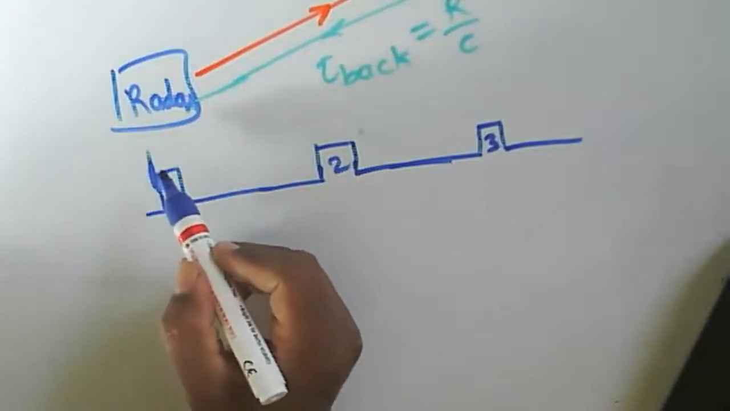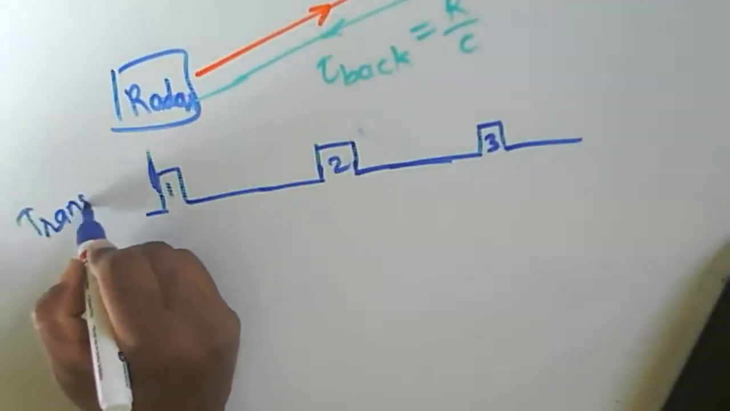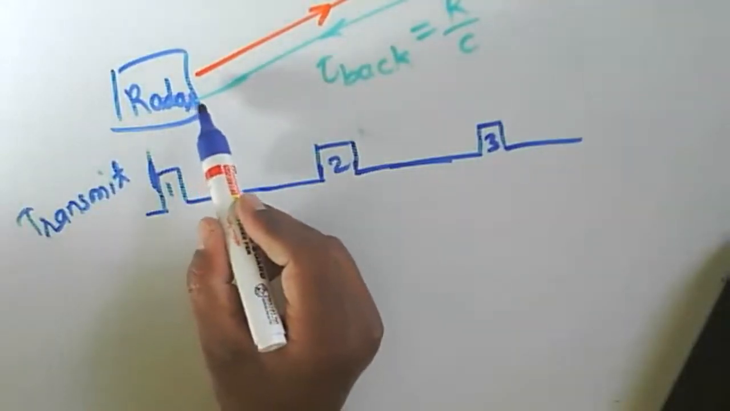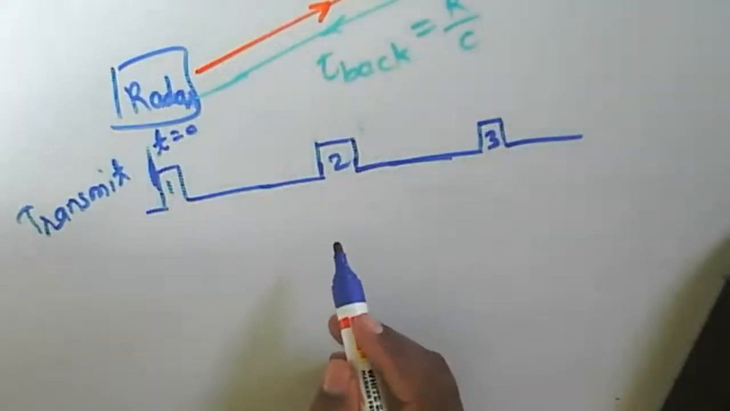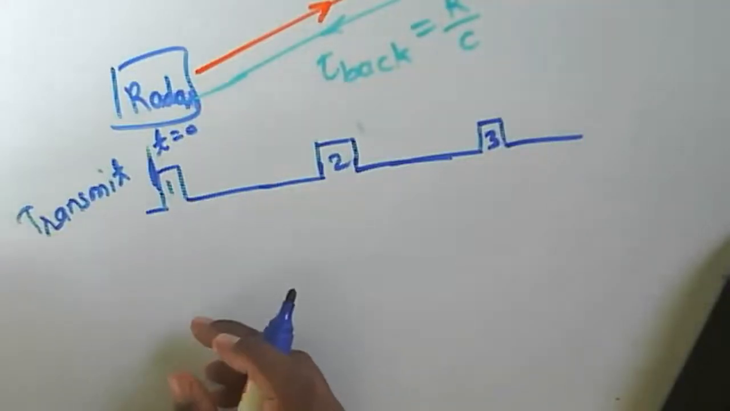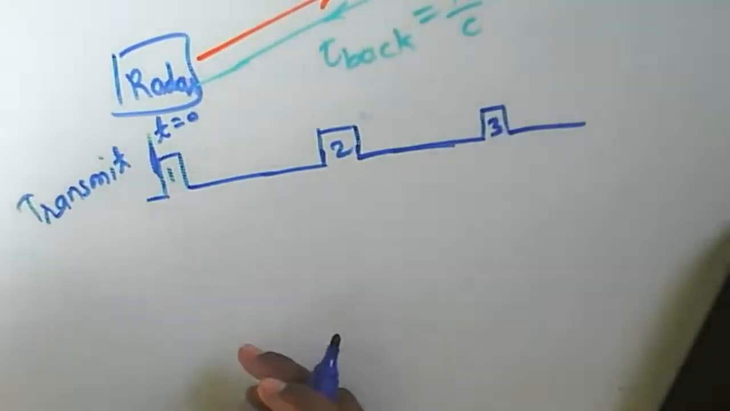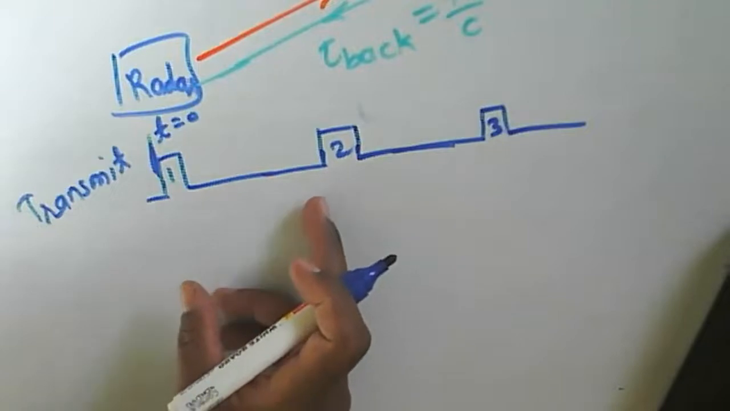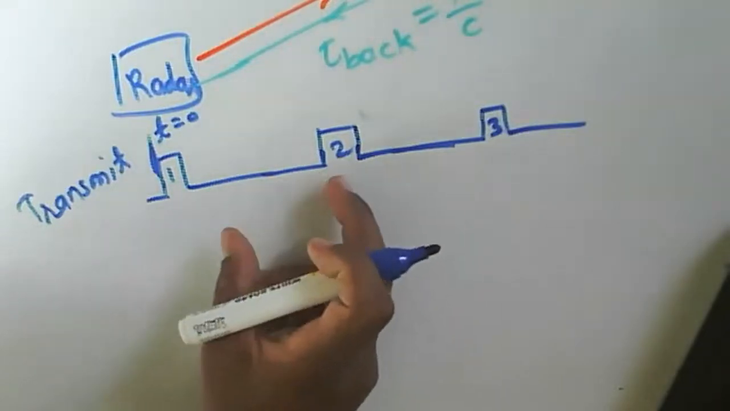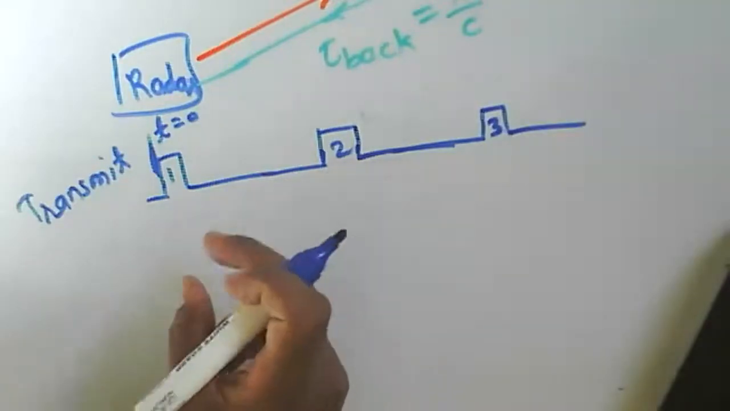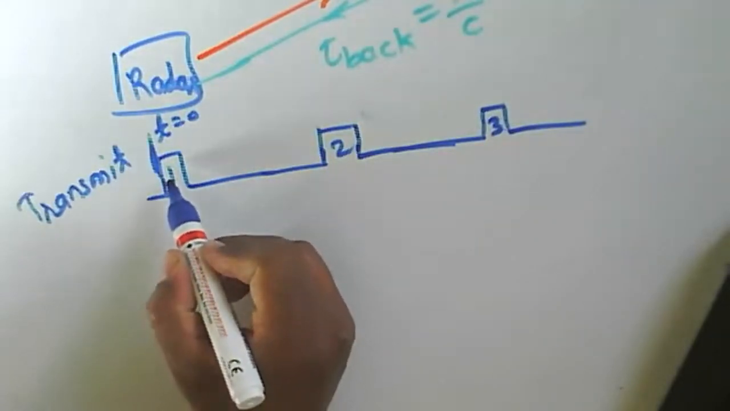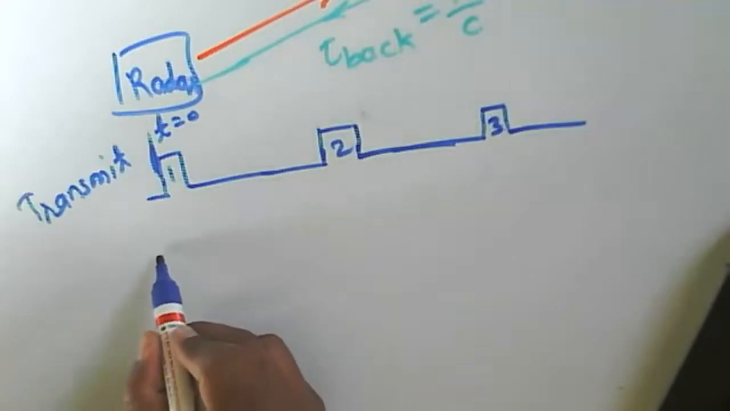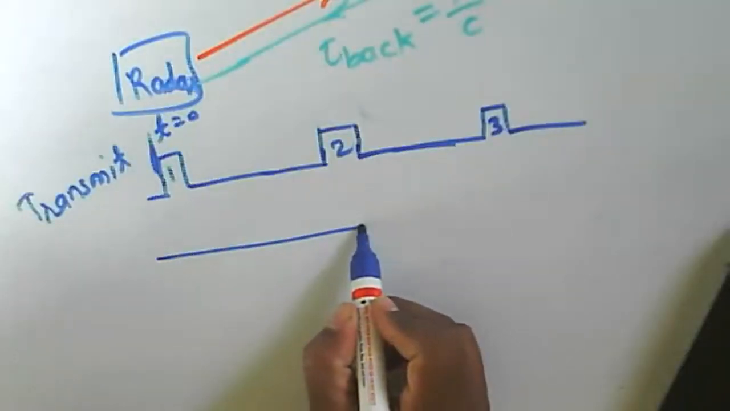So what happened here? When the device transmits a pulse, it is assumed that at t equal to 0, that pulse is transmitted. Then we need to receive the pulse within a period, and that period is nothing but that it is to be received before the second pulse is transmitted. Now I am saying that at t equal to 0, pulse 1 is transmitted, but we are receiving it after transmitting another pulse.